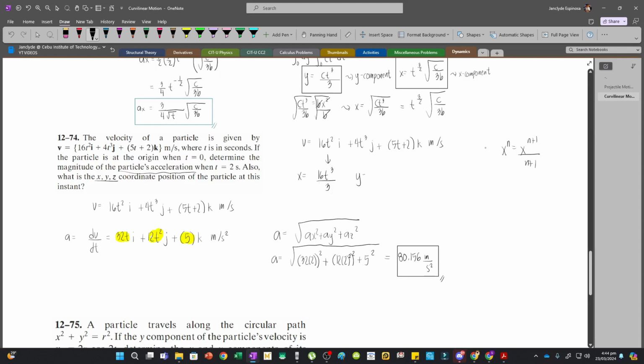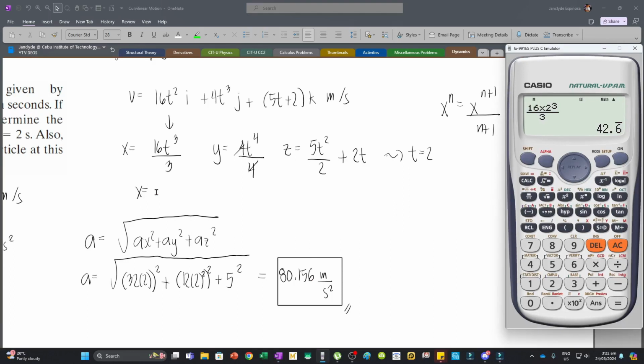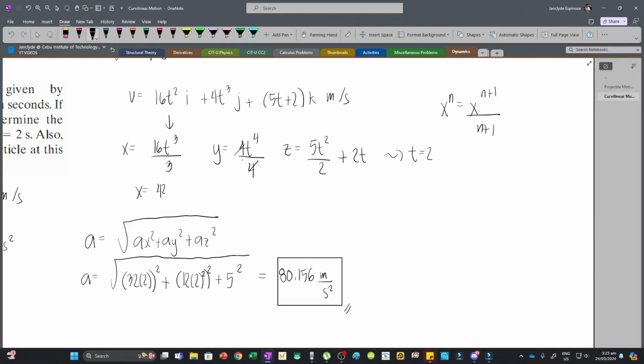And then our y will be, integrating this, we have 4t to the 4 over 4. So this will cancel. And then for z, this will become 5t squared divided by 2, and then plus, we will now pair this with t, so 2t. These are now our functions. So substituting 2 for each, we have for x, 16 times 2 squared over 3. This is 21.3. By the way, this is actually cubed. And so this is now 42.67.